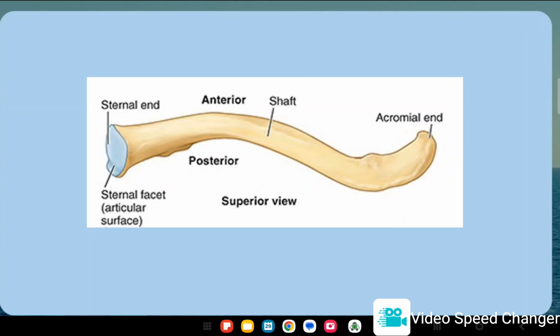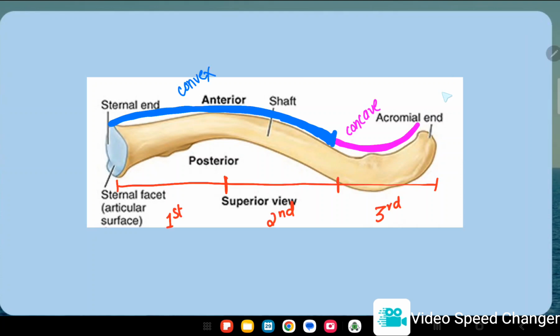So first of all, you can see this is the shaft of the clavicle. Now, if I divide the whole length of the clavicle into three equal parts, this is the first part, this is the second part, and this is the third part. Now I am explaining that this is the anterior border of the clavicle. Anterior means front. You can see the border changes: from here till here, the border is convex, bulging outwards. From here till here, it is concave, bulging backwards or inwards.